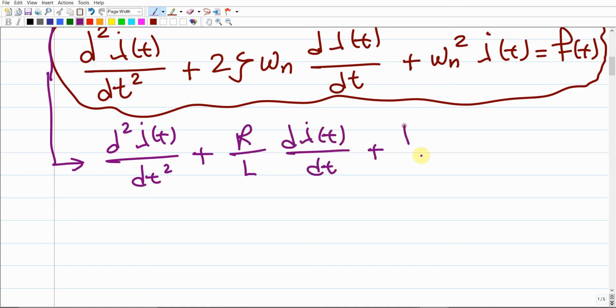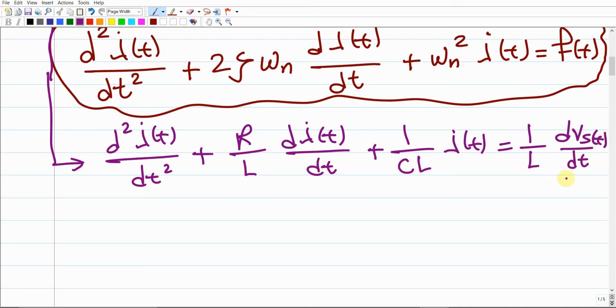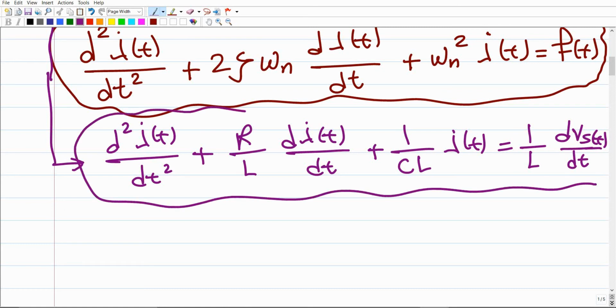And the third term includes 1 over C, so we're going to divide by L as well. So this will include L in the denominator. And we'd have here i of t equal the force, which should be the dvs. The first term is already 1 over L, and there is here dvs by dt on the right hand side, and this vs should be a function of t, as we mentioned. Make sense? So we're going to end up with this equation.